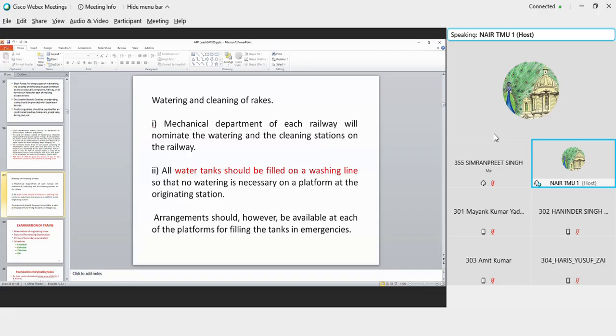That means a fresh set of drivers and a fresh set of loco pilots and assistant loco pilots would be coming in, and you will find that we also water the rake at Baroda station, because we find that water has got consumed between Bombay and Baroda. That is one of the reasons why Baroda is also a stoppage of Rajdhani, because Baroda is one place where we can water it.